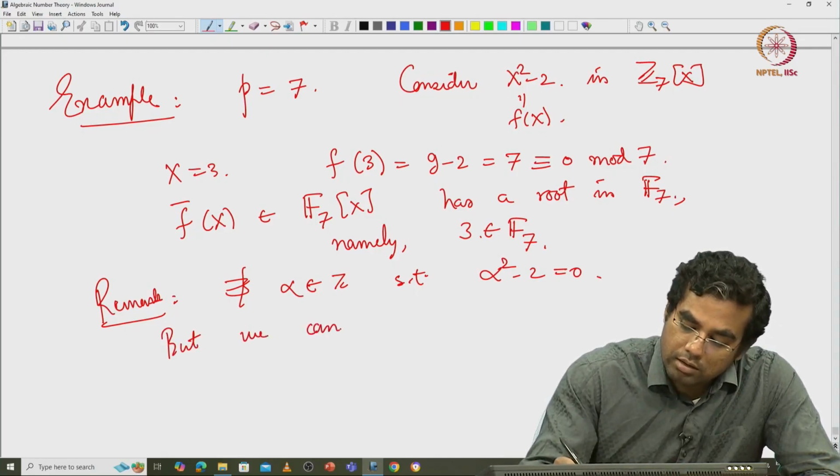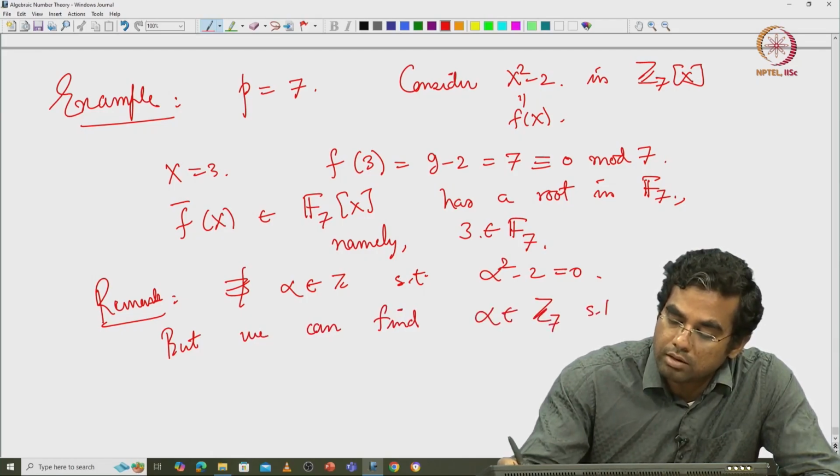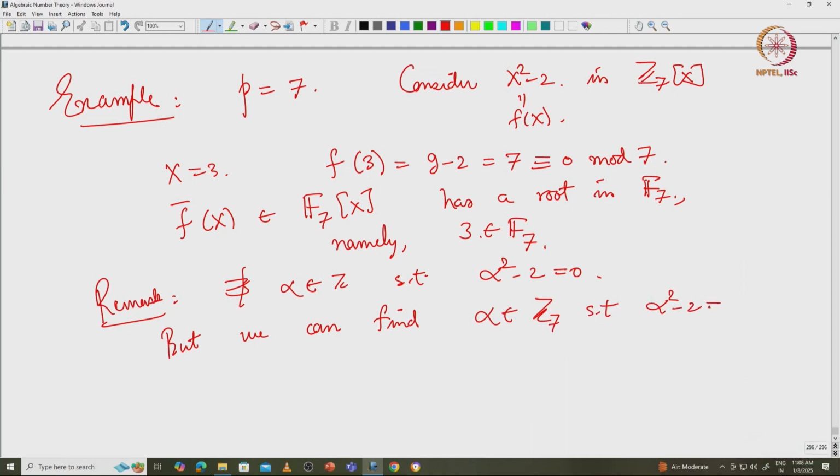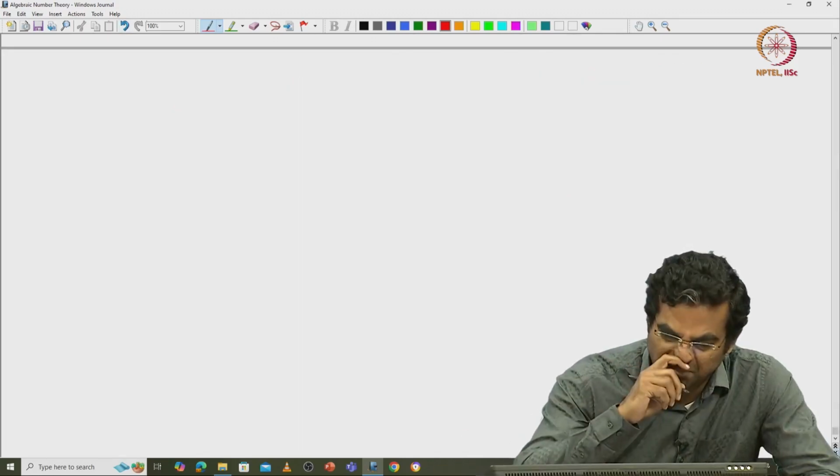But we can find alpha in Z_7 such that alpha squared minus 2 is equal to 0. So, how do we do this? That would be the question. So, how? And of course, the construction is analytic. Okay, so let us look at how we do this.